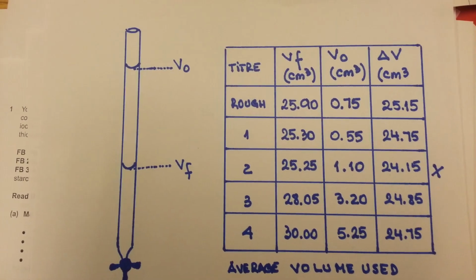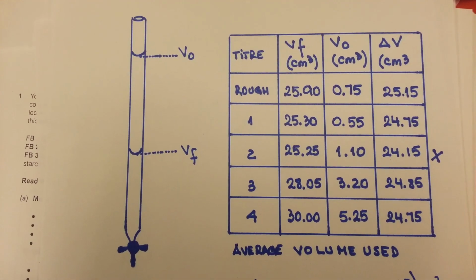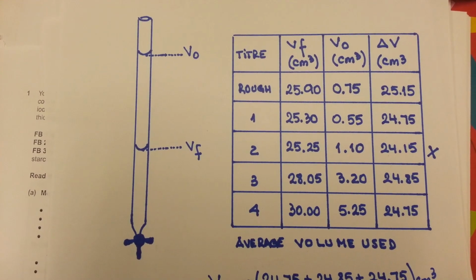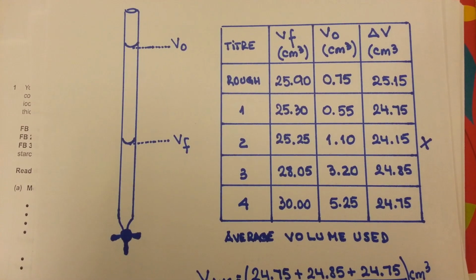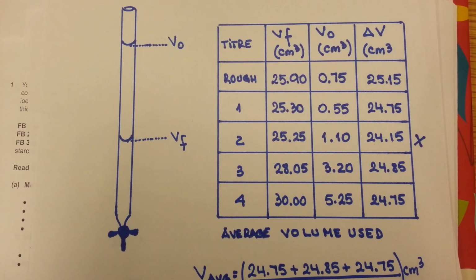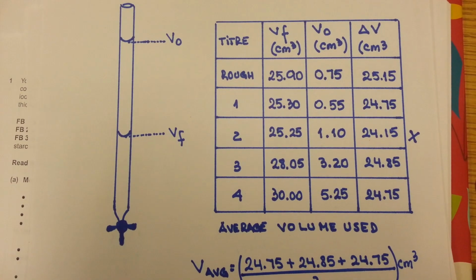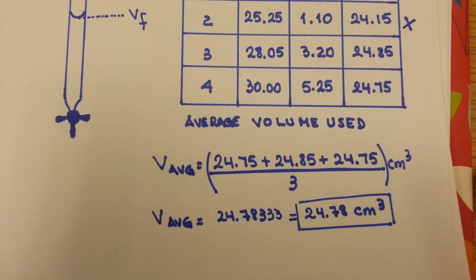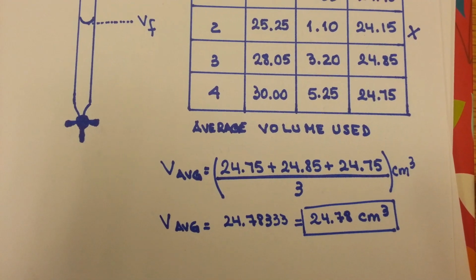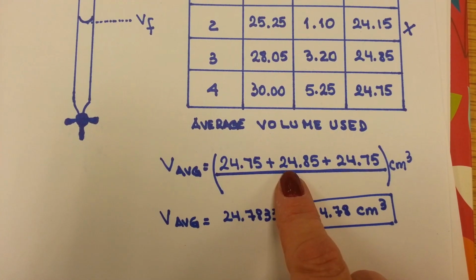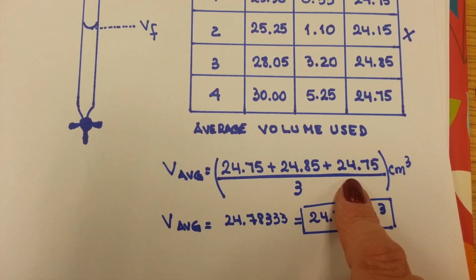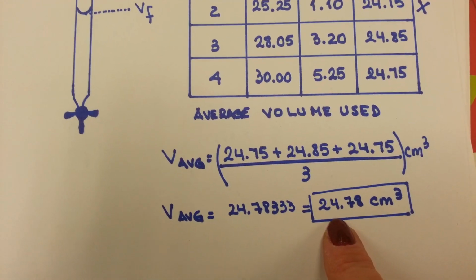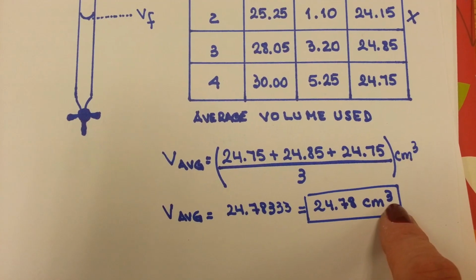After recording the volumes for the rough titration, we perform four more titrations, which we have the values on the screen, and we are going to disregard the titration number 2 because it's off the values that we obtained in 1, 3, and 4. That's why when we calculate the average value for the actual titration, we are going to use only 24.75, 24.85, and 24.75 again, which are the values for number 1, number 3, and number 4. And that gives us a volume of 24.78 centimeters cubed.